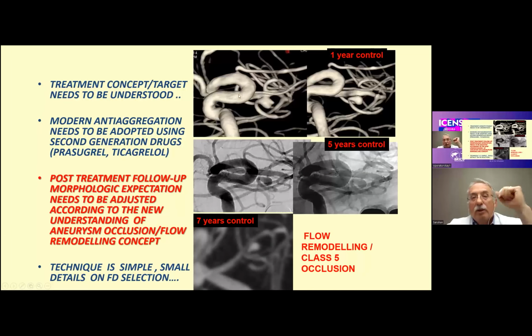So, this is aneurysm with a bleb. This is a 1-year follow-up after placing a simple flow diverter in here. And this is the 5 years follow-up, and this is 7 years.